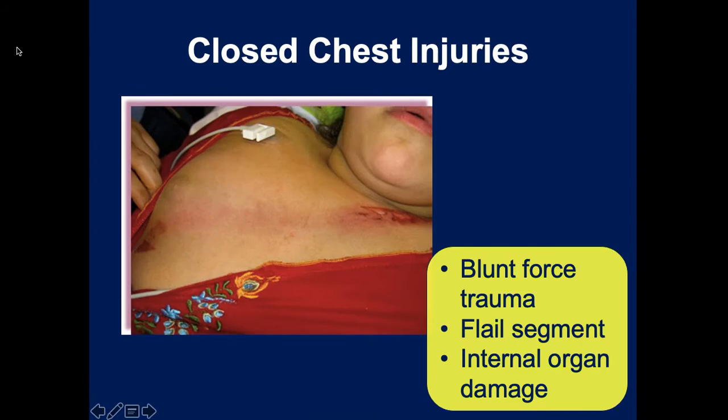Now, closed chest injuries. This person here was in some type of traffic accident. You see they have seatbelt abrasion across their chest. So it looks like they were the driver of the vehicle. And all kinds of internal injuries could have occurred, liver and all kinds, lung and heart and all that, but also rib and possibly the clavicles as well.